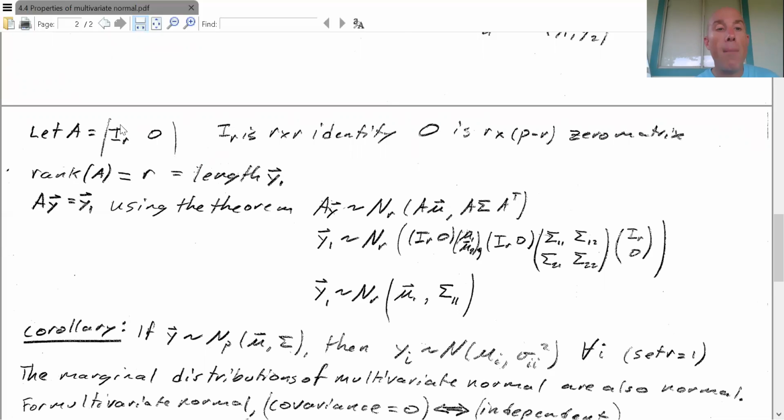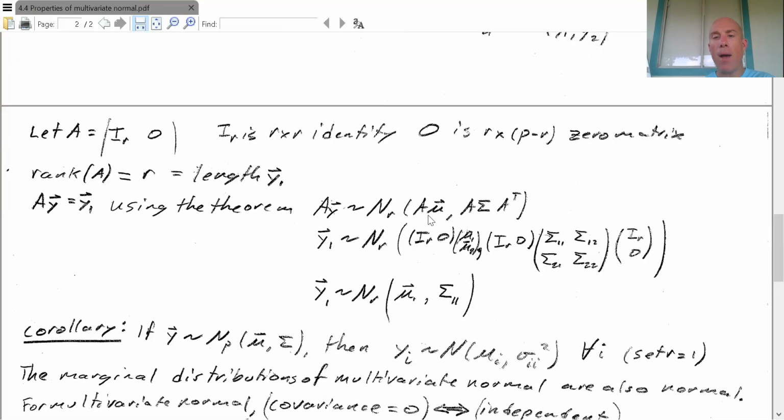Okay, so by my selection here, A times Y is equal to Y1, which is the object that we're interested in. And it's full rank. R is less than P. Then I can go ahead and apply the theorem. So A times Y is going to be normally distributed with R random variables, with A times the mean, and then A times covariance A transpose. Well, A times Y is Y1, right? So A times Y is Y1.